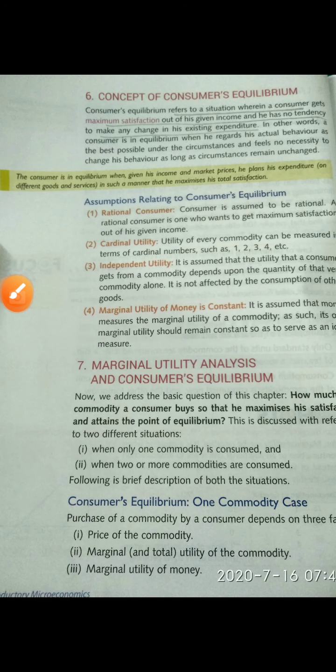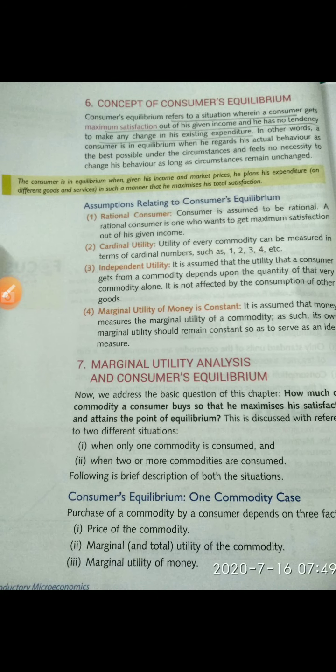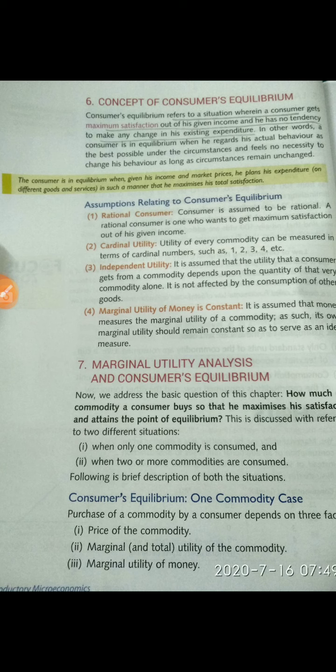So, what is consumer equilibrium? It refers to a situation wherein a consumer gets maximum satisfaction out of his given income and he has no tendency to make any change in his existing expenditure. So, in short, how can we say what is a consumer equilibrium? A point where the consumer is able to get the maximum satisfaction.